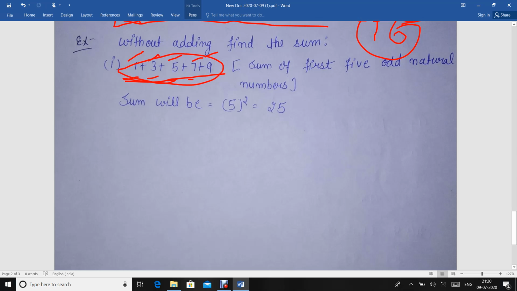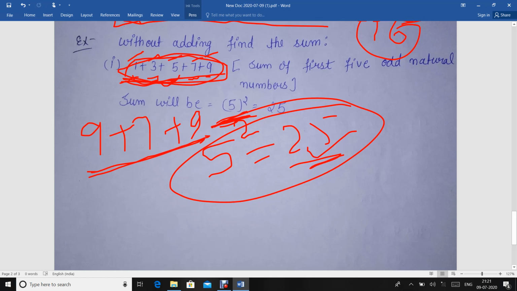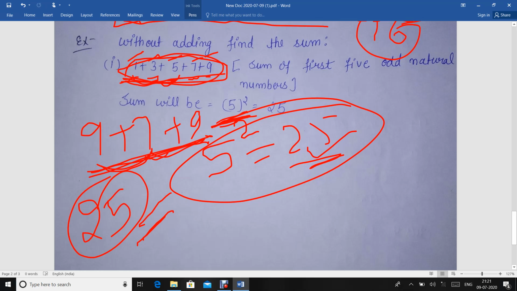There are 5 numbers. So you will simply do the square of 5, and you know that square of 5 is 25. So without adding you can tell that the sum of first 5 odd numbers, sum of 1, 3, 5, 7, 9, is 25. Now you can add, you will get 25. See, 3 plus 1 is 4, 4 plus 5 is 9, 9 plus 7 is 16, 16 plus 9 is equal to 25. You get the same answer.